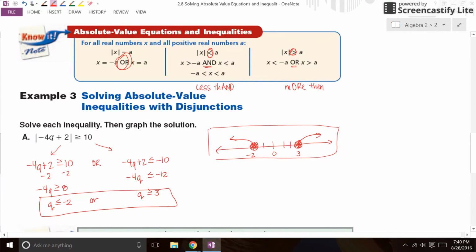So we graphed it and we solved it. And then all you extra studs who want to go, hey, how would calculus write that? Negative infinity to negative 2 bracket, union, 3 to infinity. That's how they would write the solution, in case you were curious.